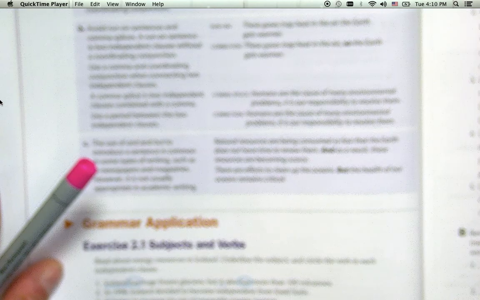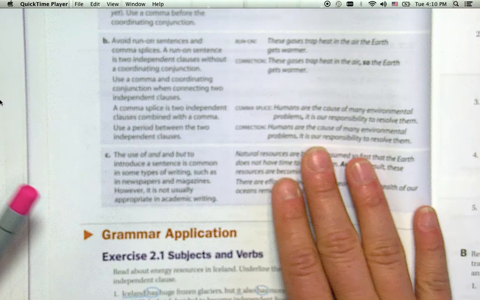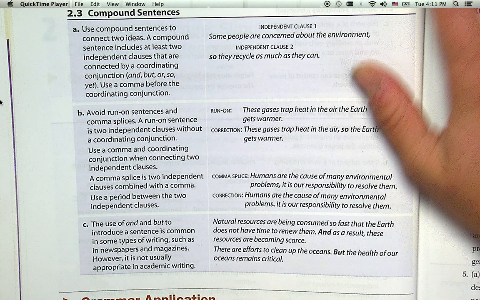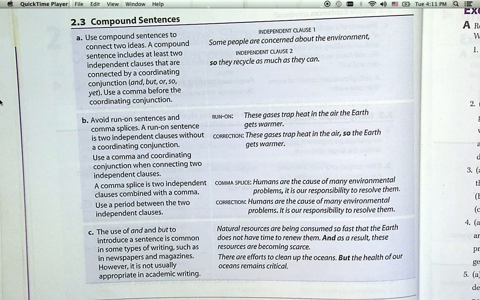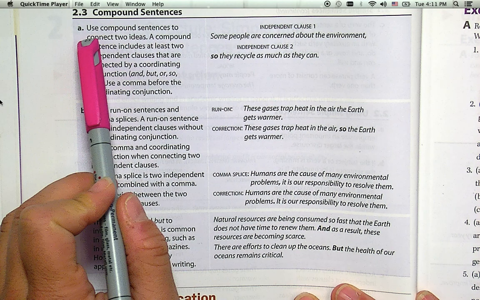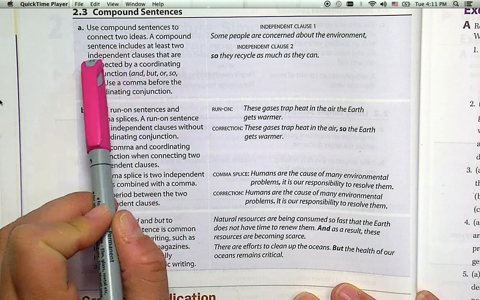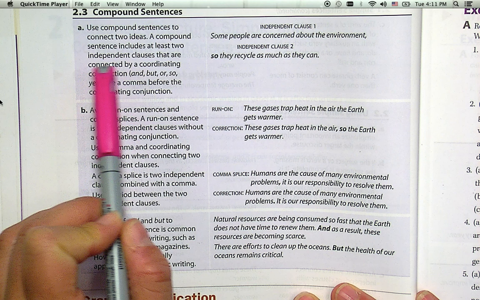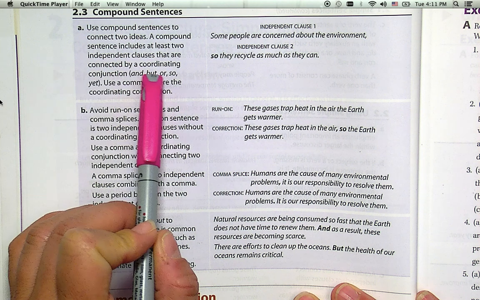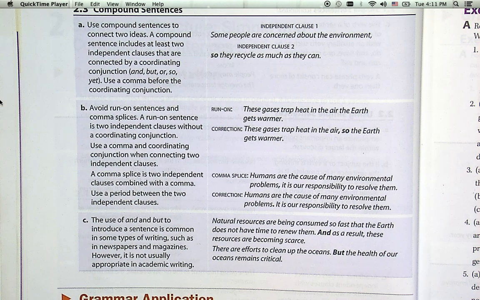Compound sentences. This is the part that we reviewed in our conjunctions video. And again, we're just looking at some more academic examples. Use compound sentences to connect 2 ideas. A compound sentence includes at least 2 independent clauses that are connected by a coordinating conjunction: and, but, or, so, yet. We also know that for can be used.